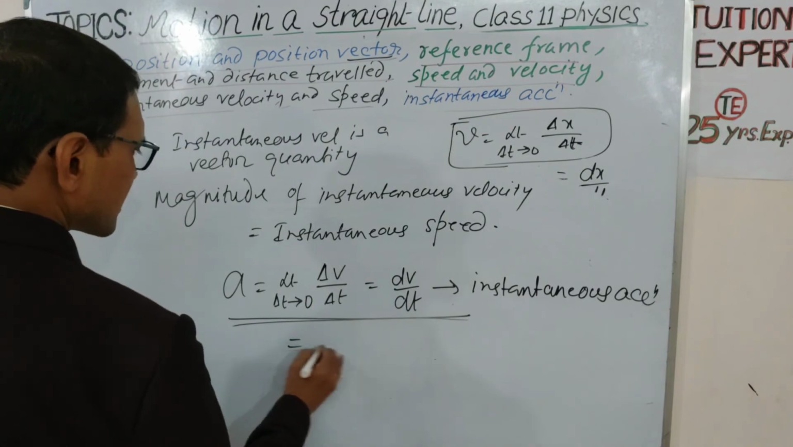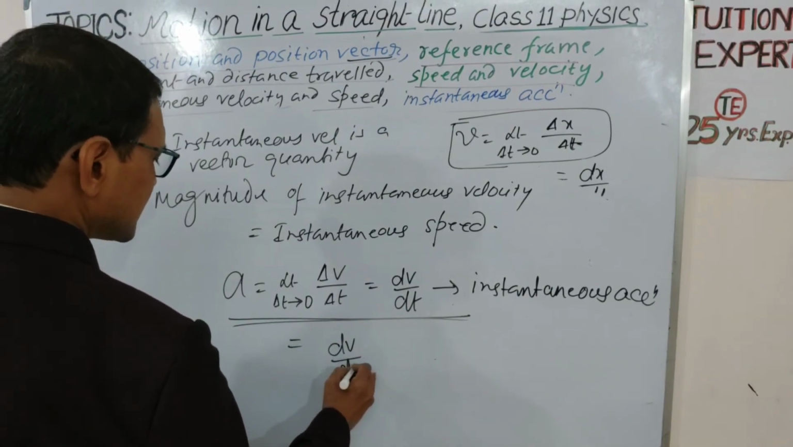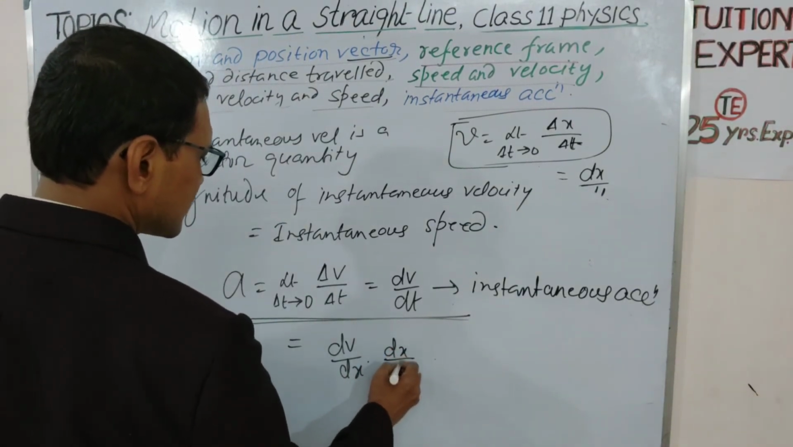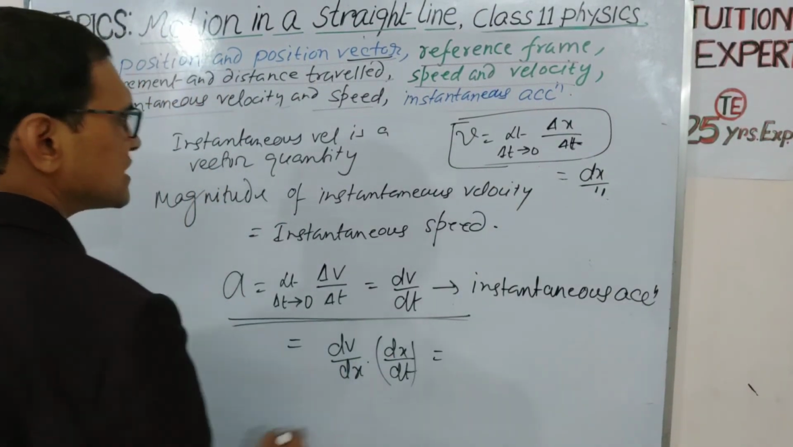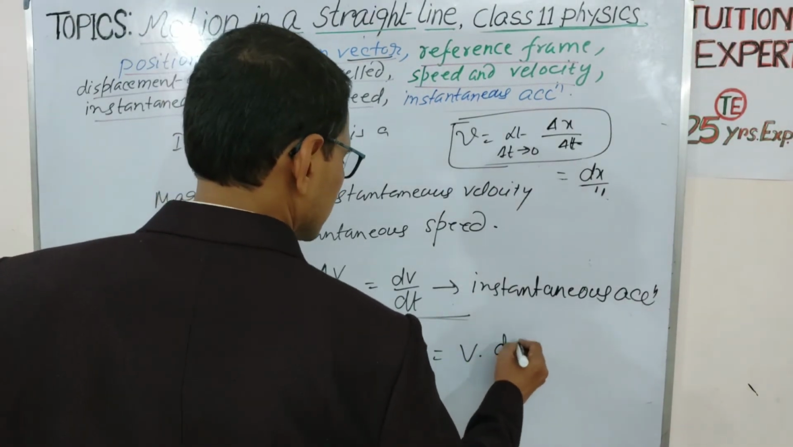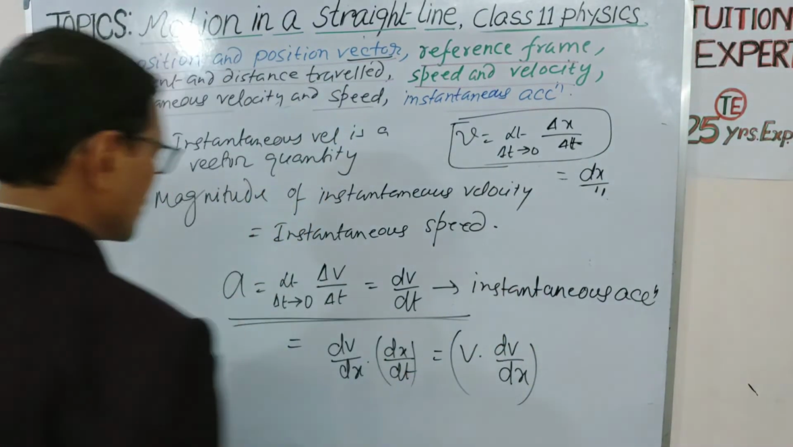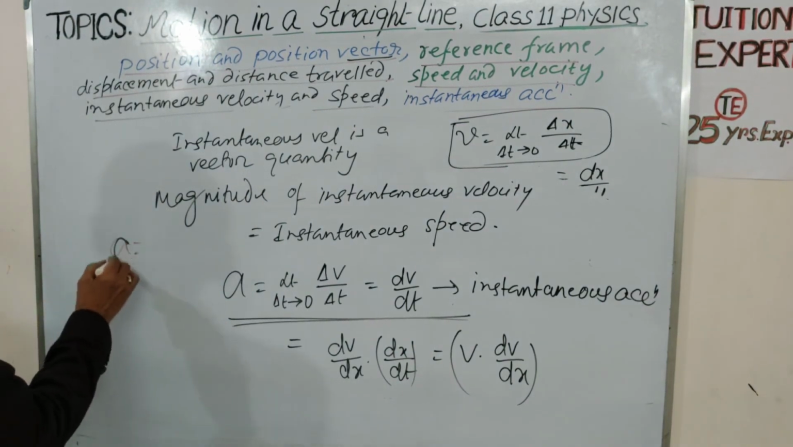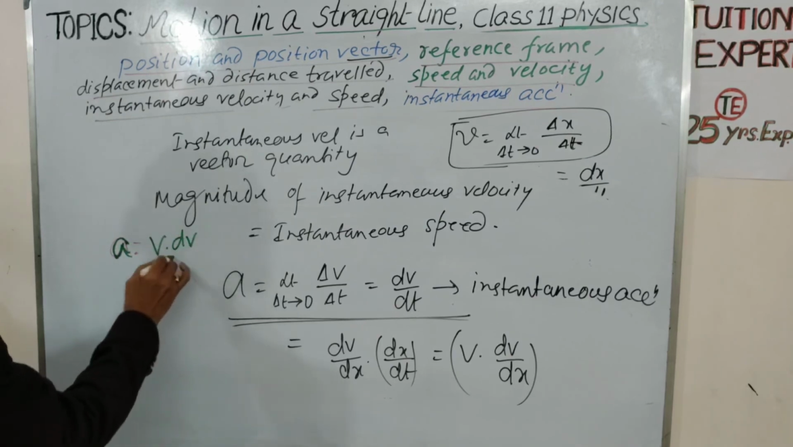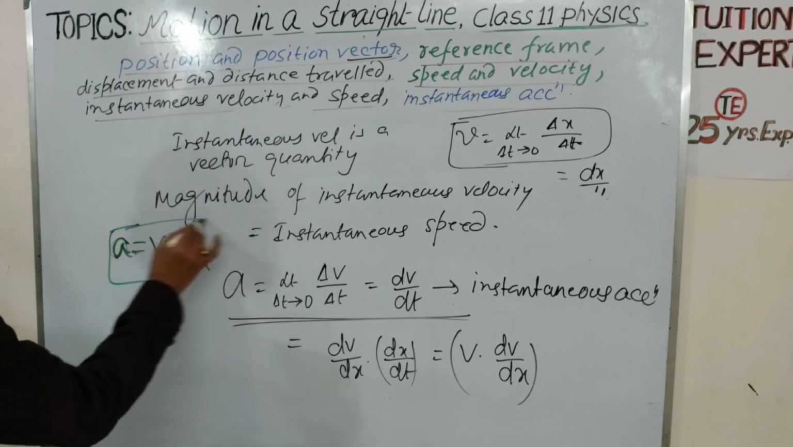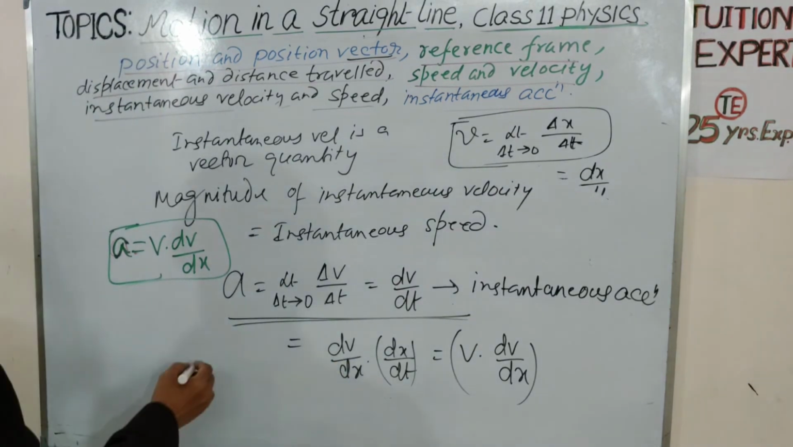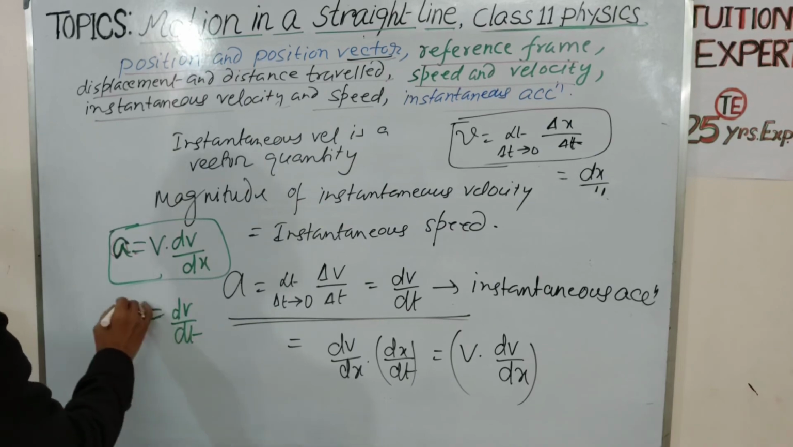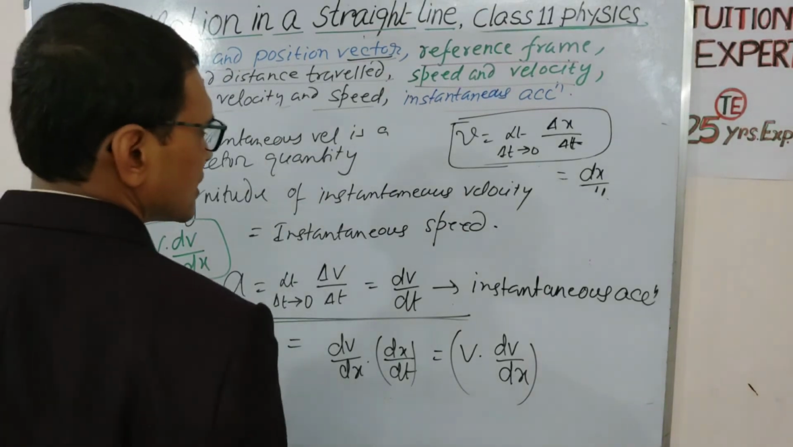If we divide by dx here and multiply here, then dx by dt is v. So another formula of acceleration is a equal to v dv by dx. So these are the formulas.